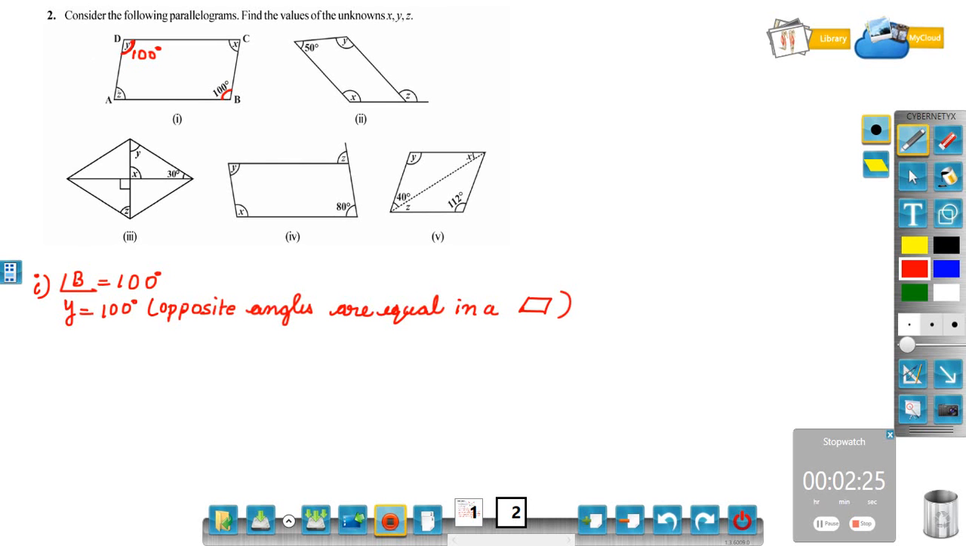Then how to find Z? You know that sum of two adjacent angles is 180 degree. Angle A and angle D are adjacent angles. So you can write angle Z plus angle Y. We found out the measure of angle Y, that is 100 degree. So angle Z plus 100 degree is equal to 180 degree.